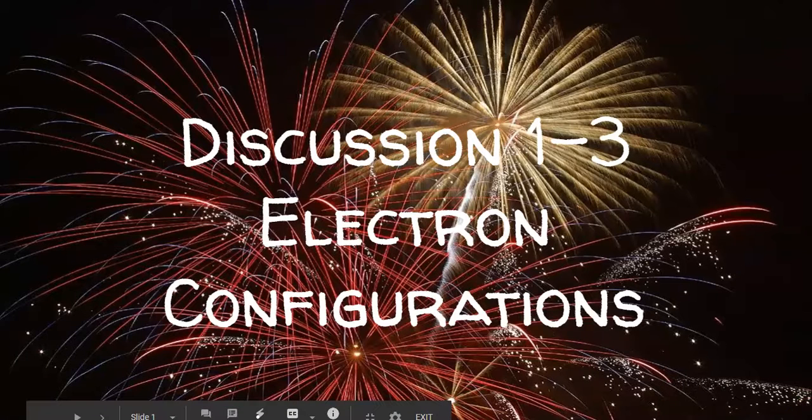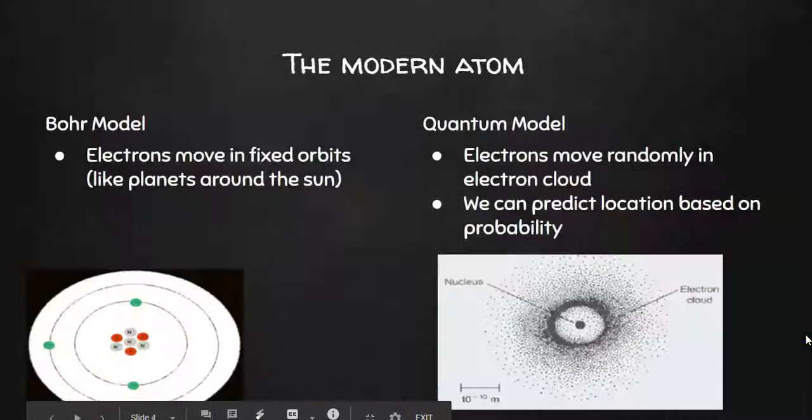Okay, this is discussion 1-3 for Chem 1 on electron configuration. We're going to learn how to do electron configurations and orbital notation. All right, so we did that in class. We're not going to do that right now.